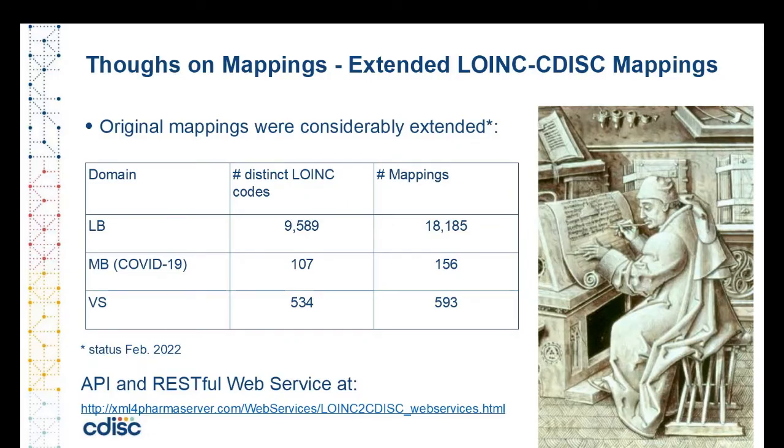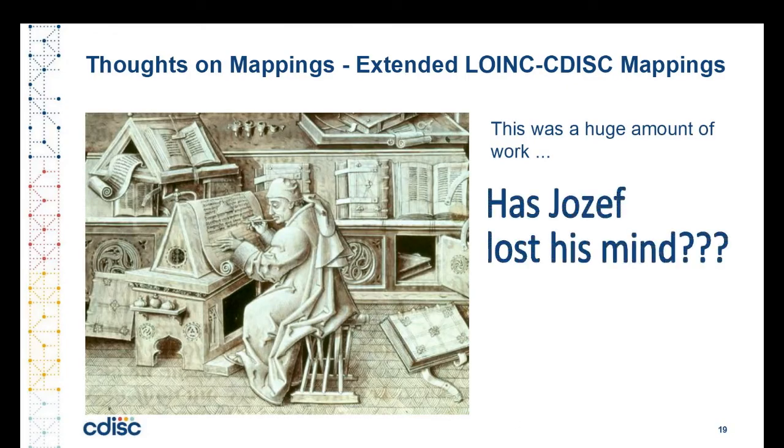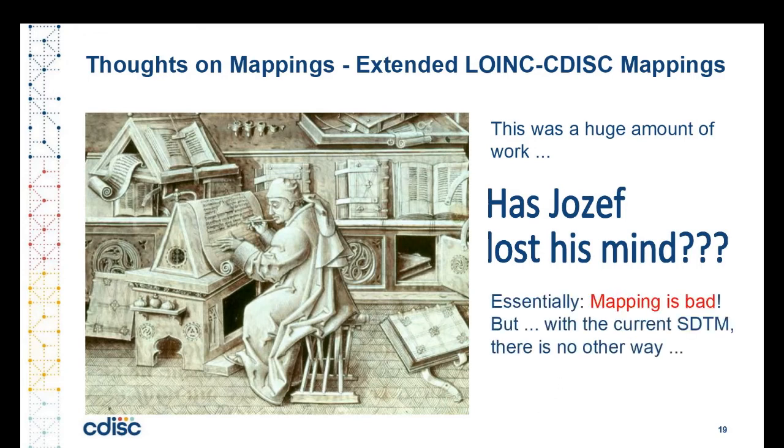We extended the LOINC LB mapping from about 1400 LOINC codes to almost 10,000 LOINC codes with over 18,000 mappings. We developed mappings for over 100 LOINC codes for COVID-19 tests and mappings for over 500 vital signs test codes. One can already guess that this was a huge effort, which is still ongoing. So you can easily think, has Jozef lost his mind? And maybe you are right. Especially as mapping is always bad and dangerous, but with the SDTM as it is now, there is no other way.